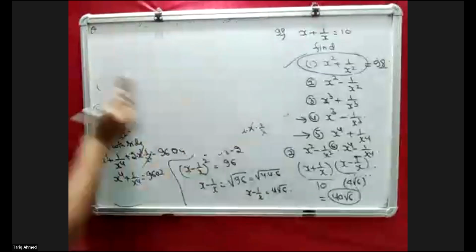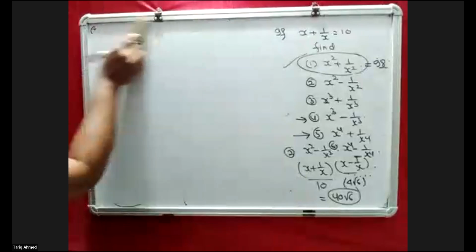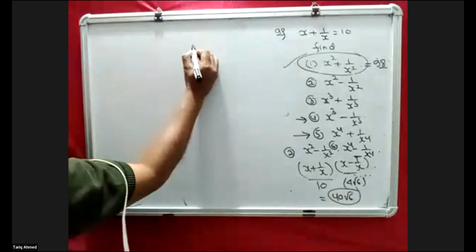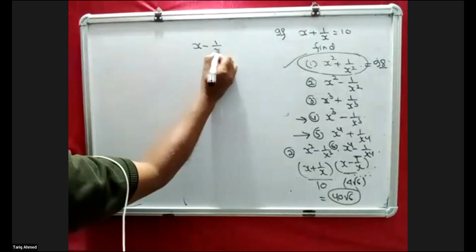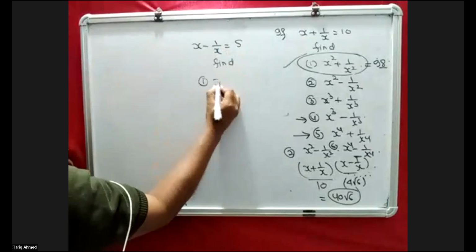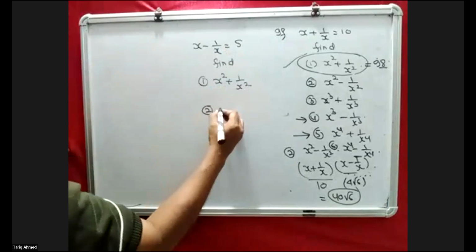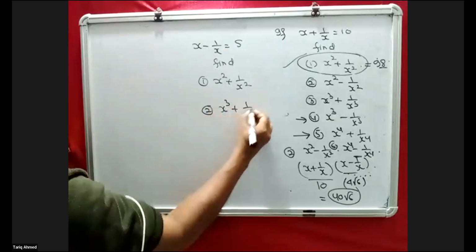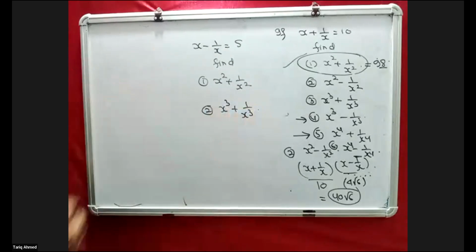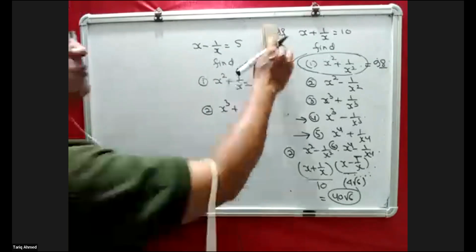I'm writing another question. Please solve it for me. Let us find out who has got it properly. If x minus 1 by x is 5, find number 1, x square plus 1 by x square, and number 2, x cube plus 1 by x cube. Only two questions I have given. So I am waiting. Let us see who is answering it correctly.